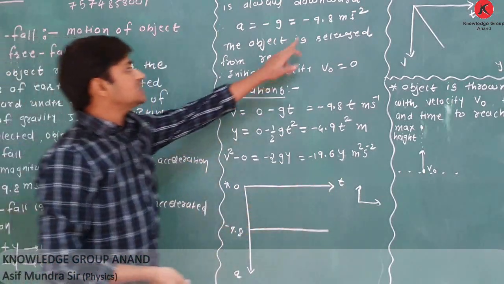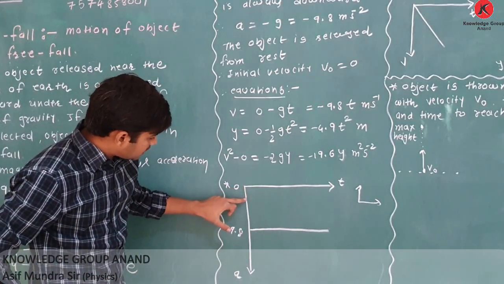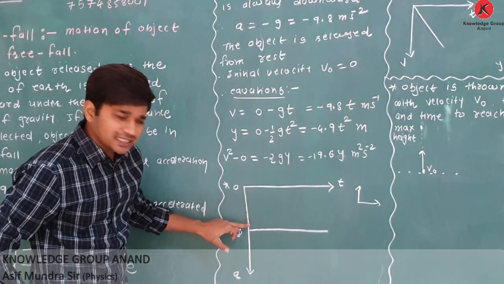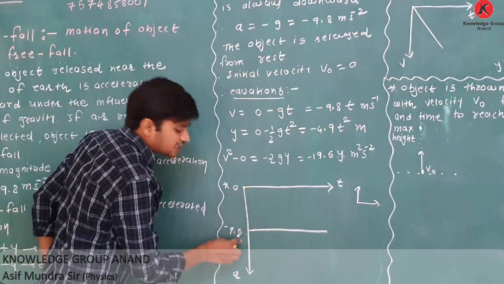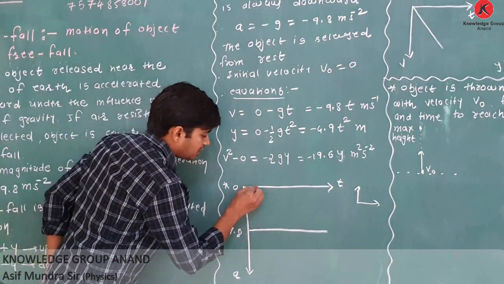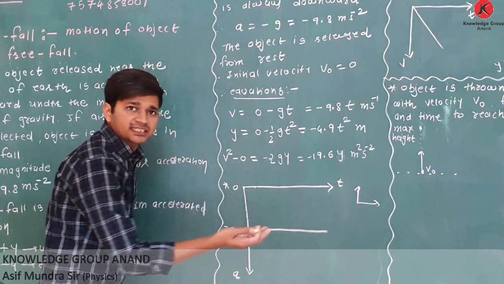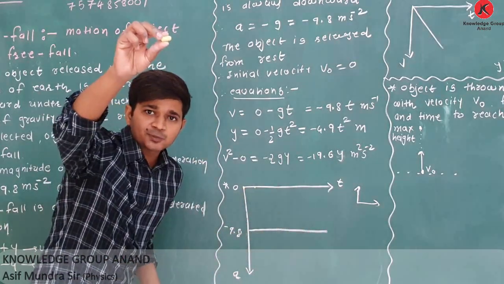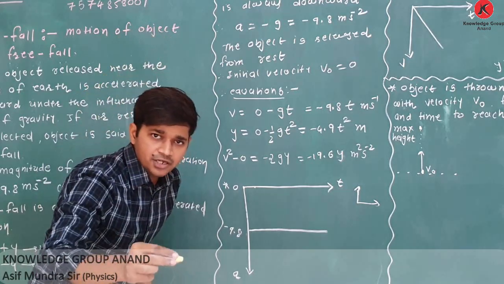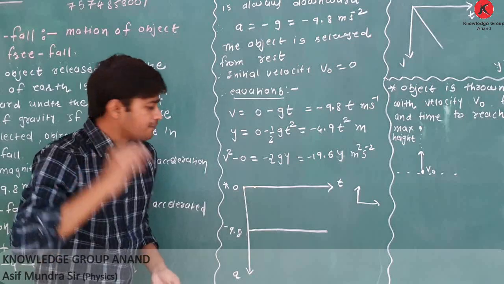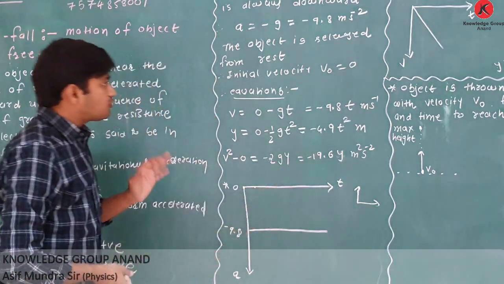Acceleration is constant, that is minus 9.8. It is 0, minus 1, minus 2, minus 3, minus 4, minus 5, and here it is minus 9.8. At time t equal to 0, acceleration is minus 9.8. At time t equal to 1, at time t equal to 2, 3, 4, 5, and so on. See, at this point acceleration is 9.8. Okay, so it is the graph of acceleration versus time for free fall.